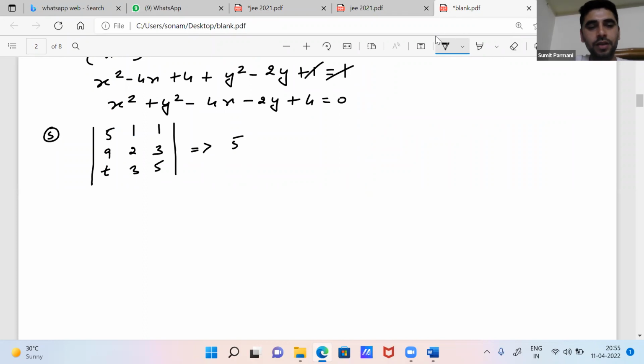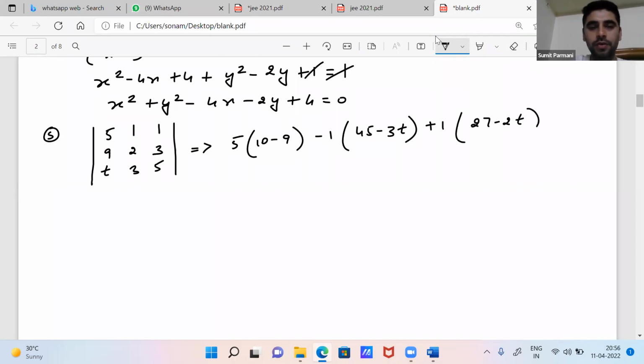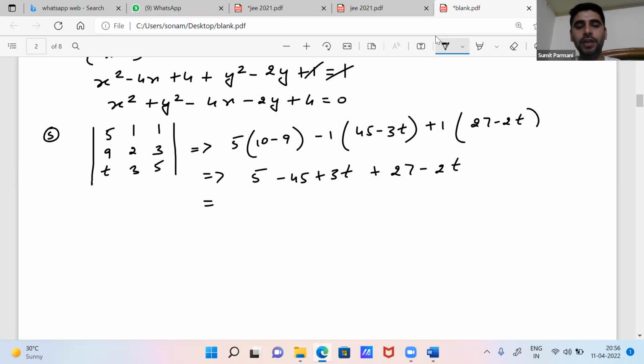We'll get 5 times (10 minus 9), minus 1 times (45 minus 3t), plus 1 times (27 minus 2t). This is the value. Okay, so this is 5. This is minus 45 plus 3t. Okay, this is plus 27 minus 2t. So from here we can write t, and this is 27, 32. T minus 13 is the value of del x.